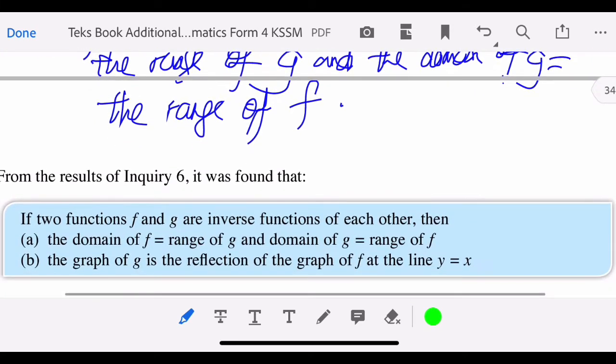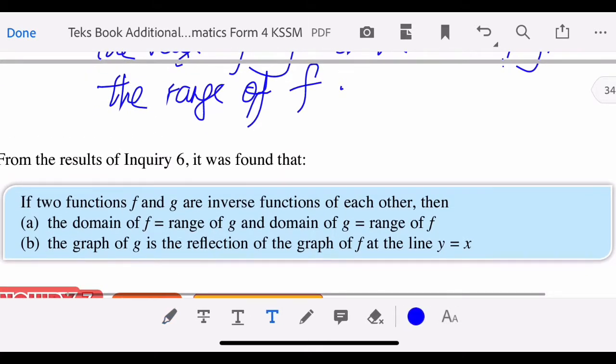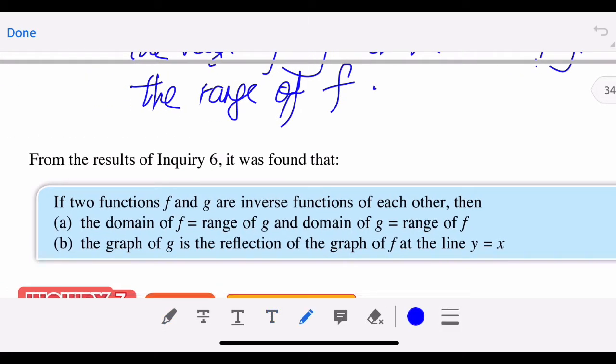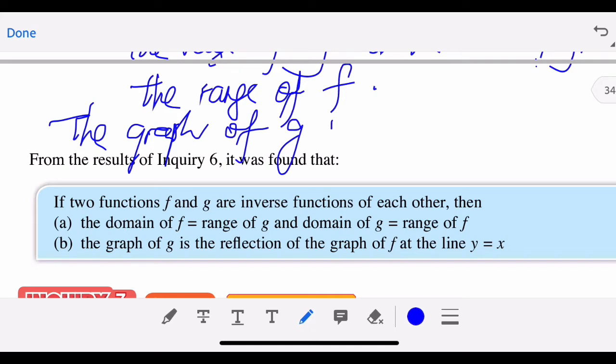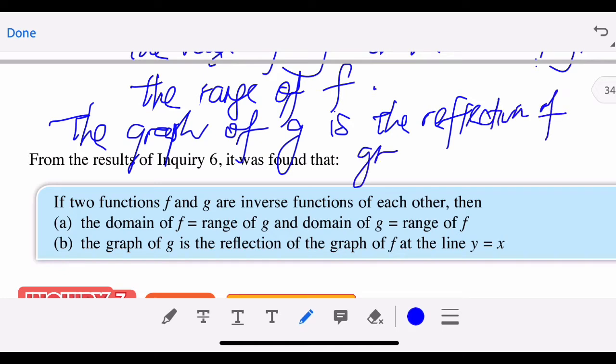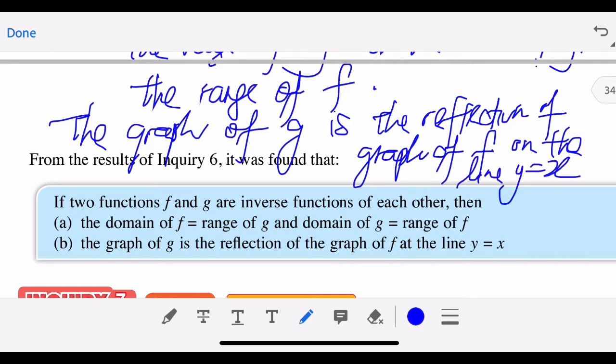So as you can see, the graph G is the reflection of the graph of f on the line y equal to x.